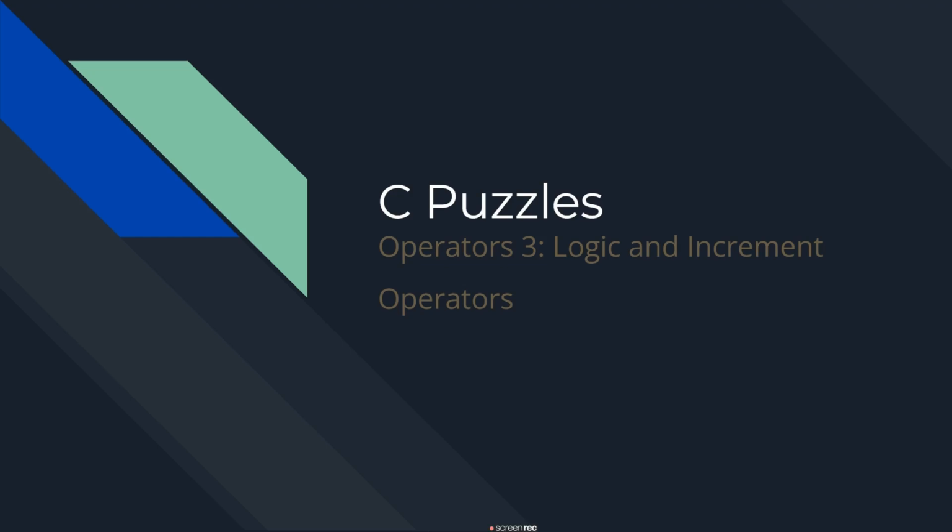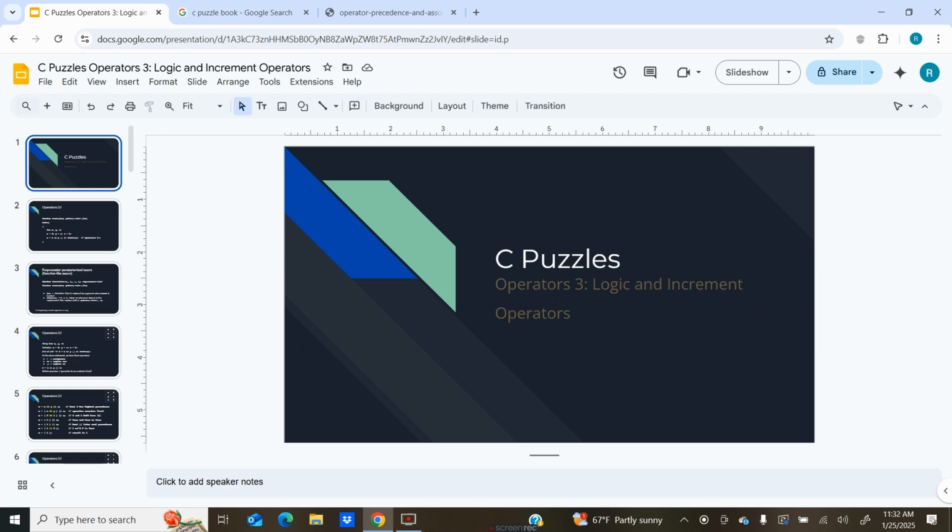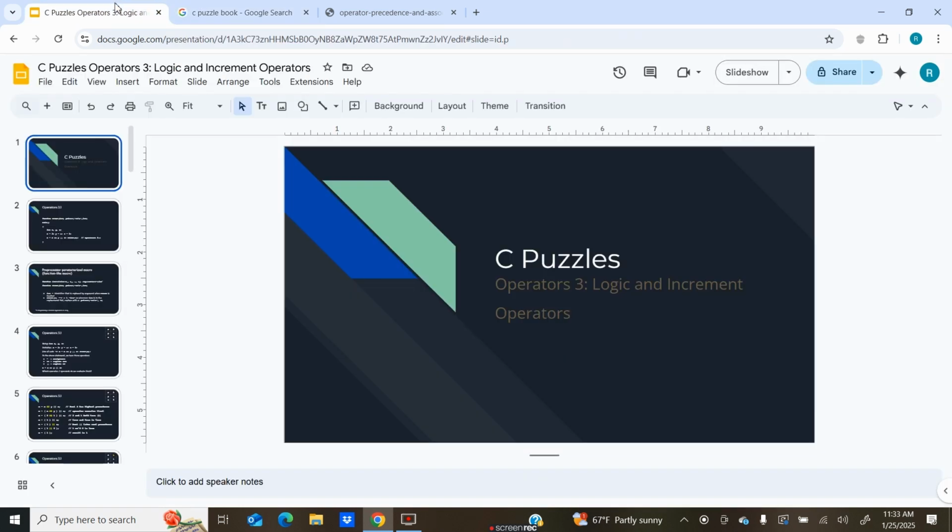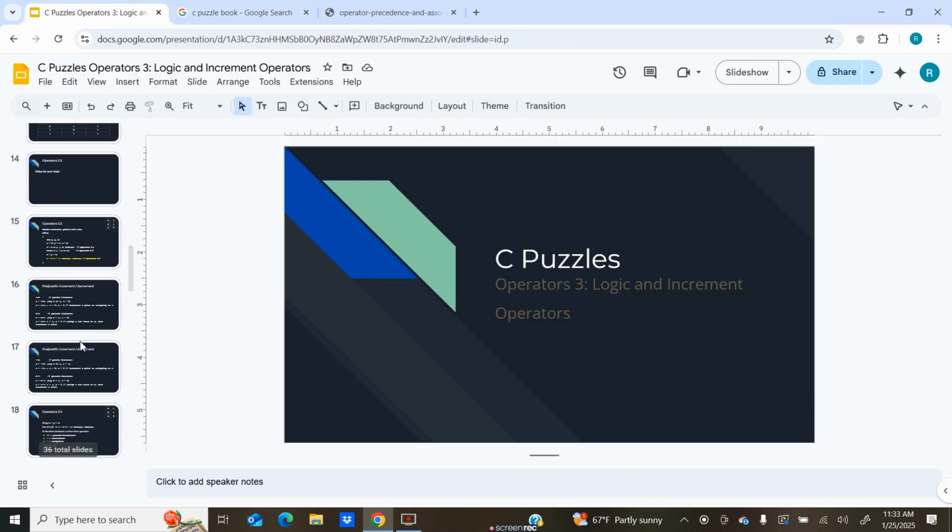We are going to continue and do the last puzzle in the Operators 3 Logic and Increment Operators section from the C Puzzle Book. For those of you that are following along, we are doing puzzles out of the C Puzzle Book by Alan R. Feuer. Feel free to pause the video and go ahead and try to solve Operators 3.5 before we jump back in to view the explanation.